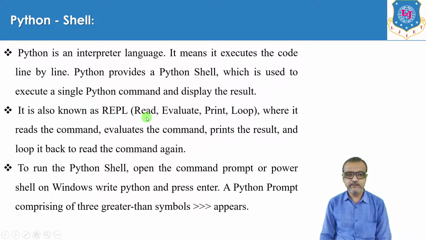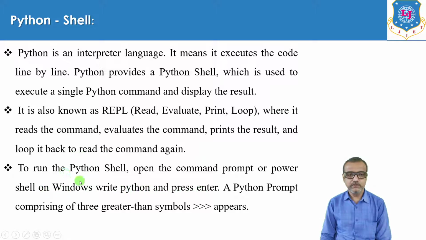What is REPL? R means read, E means evaluate, P means print and L means loop, where it reads the command, evaluates the command, prints the result and loops back to read the command again. To run the Python shell, open the command prompt or PowerShell on Windows, write python and press enter.